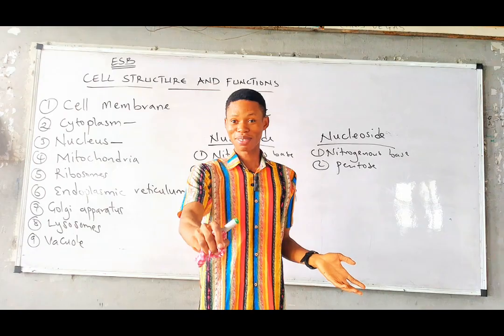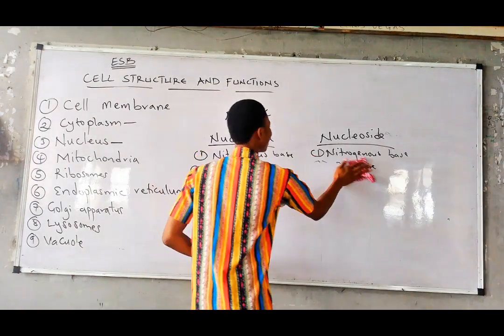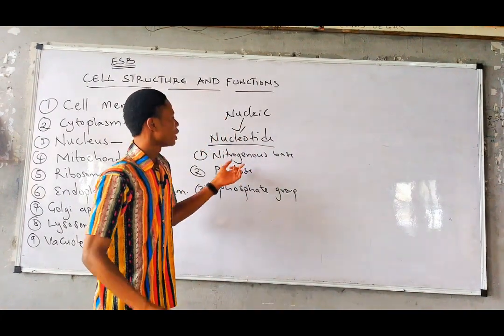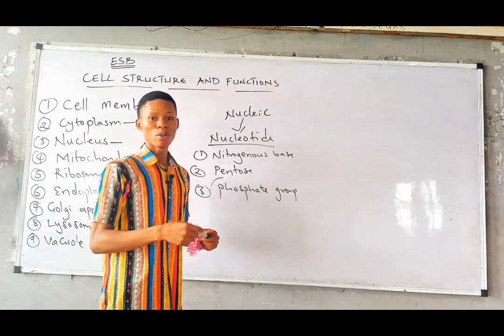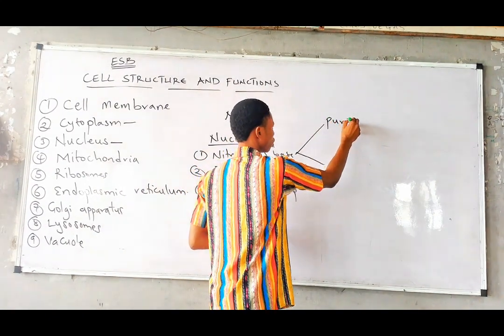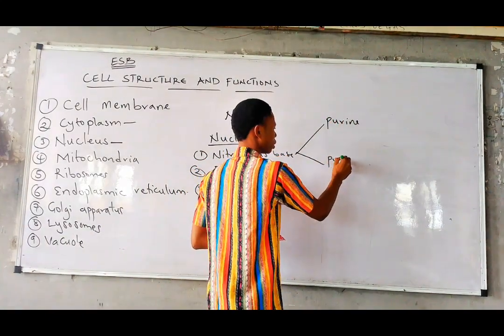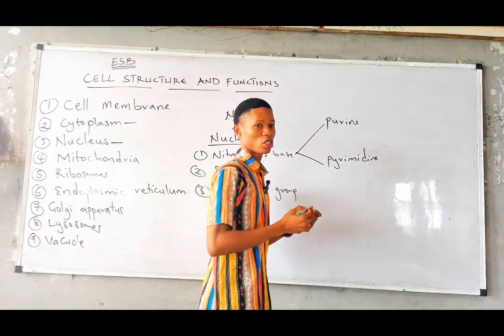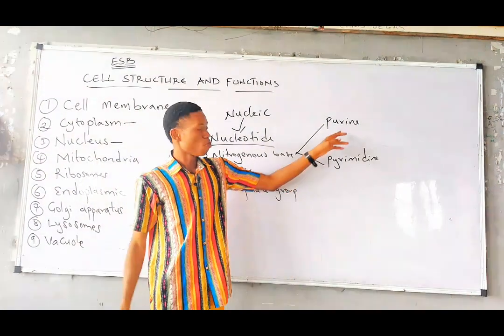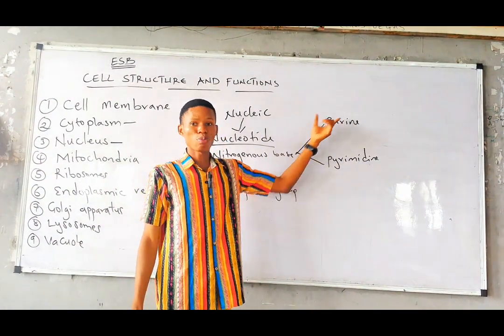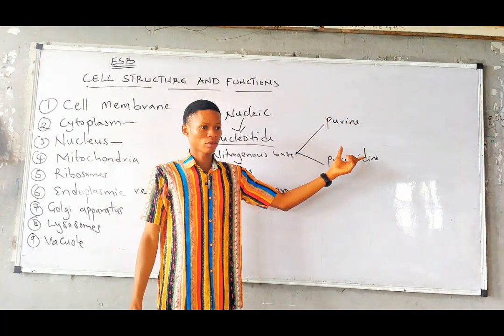You don't write them. Okay. Now, nitrogenous base can either be purine or pyrimidine. I saw them as I was going through the past questions. Purine or pyrimidine. The nitrogenous bases can either be purine or pyrimidine.